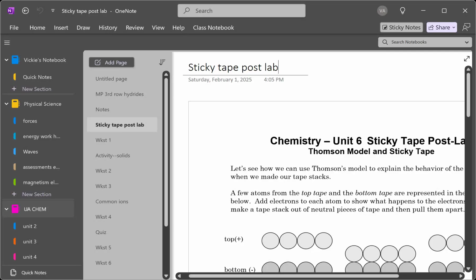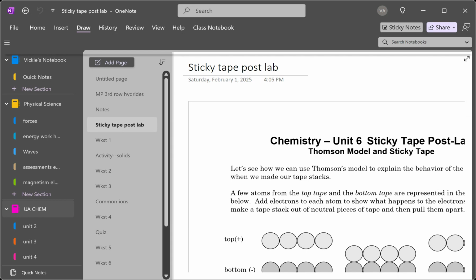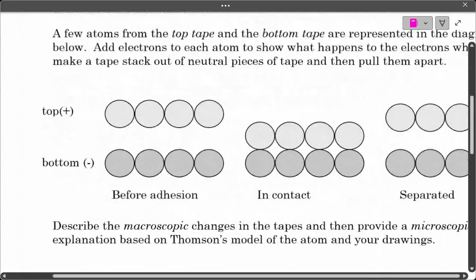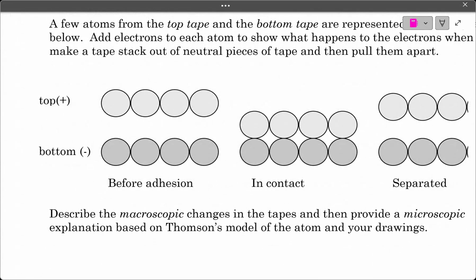Okay, I want to help you fill out some of this information for the sticky tape lab. So we're going to start by putting some little marks in the top tape and the bottom tape to represent our electrons. Right now, we think about the way the Thomson model is. Remember, he said that there were negative parts and positive parts, and that they were just out there like a plum pudding.